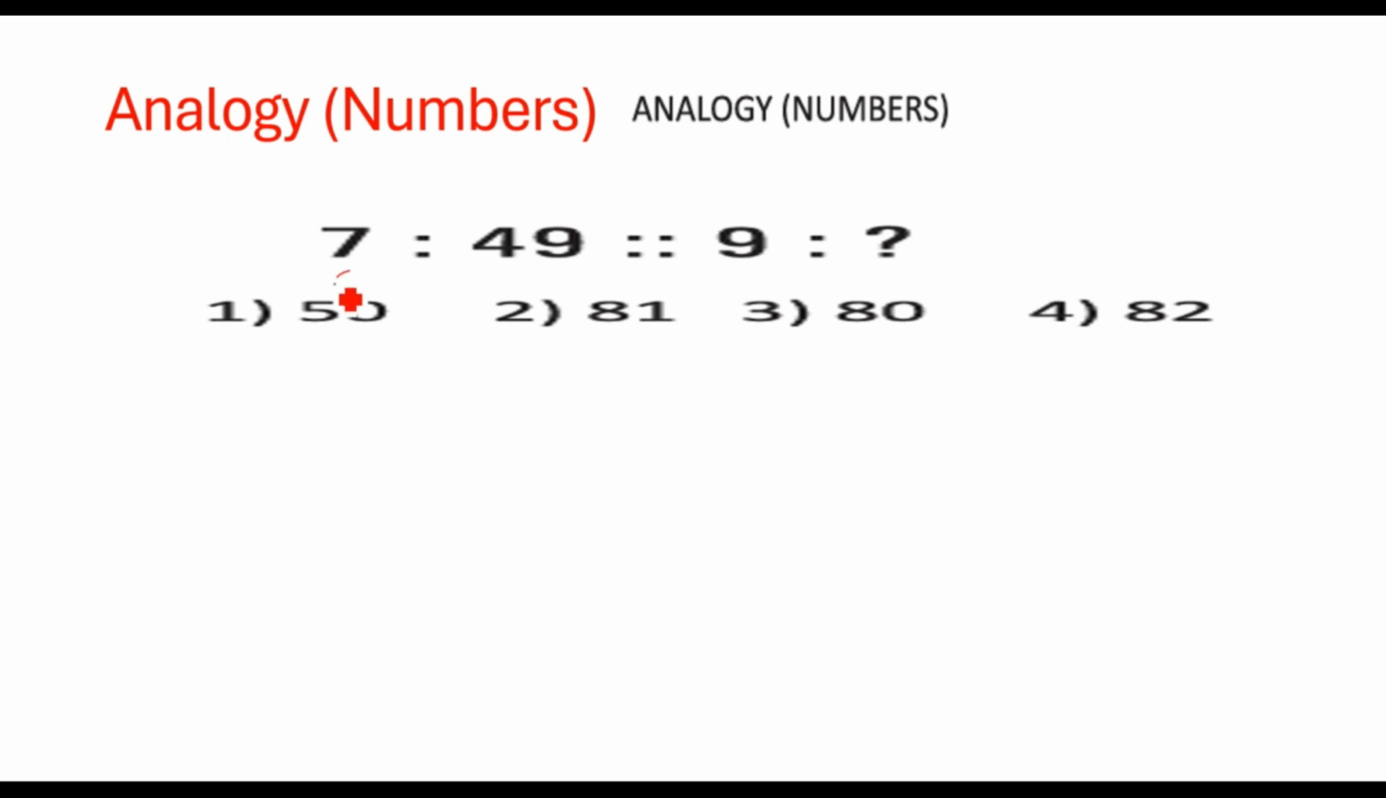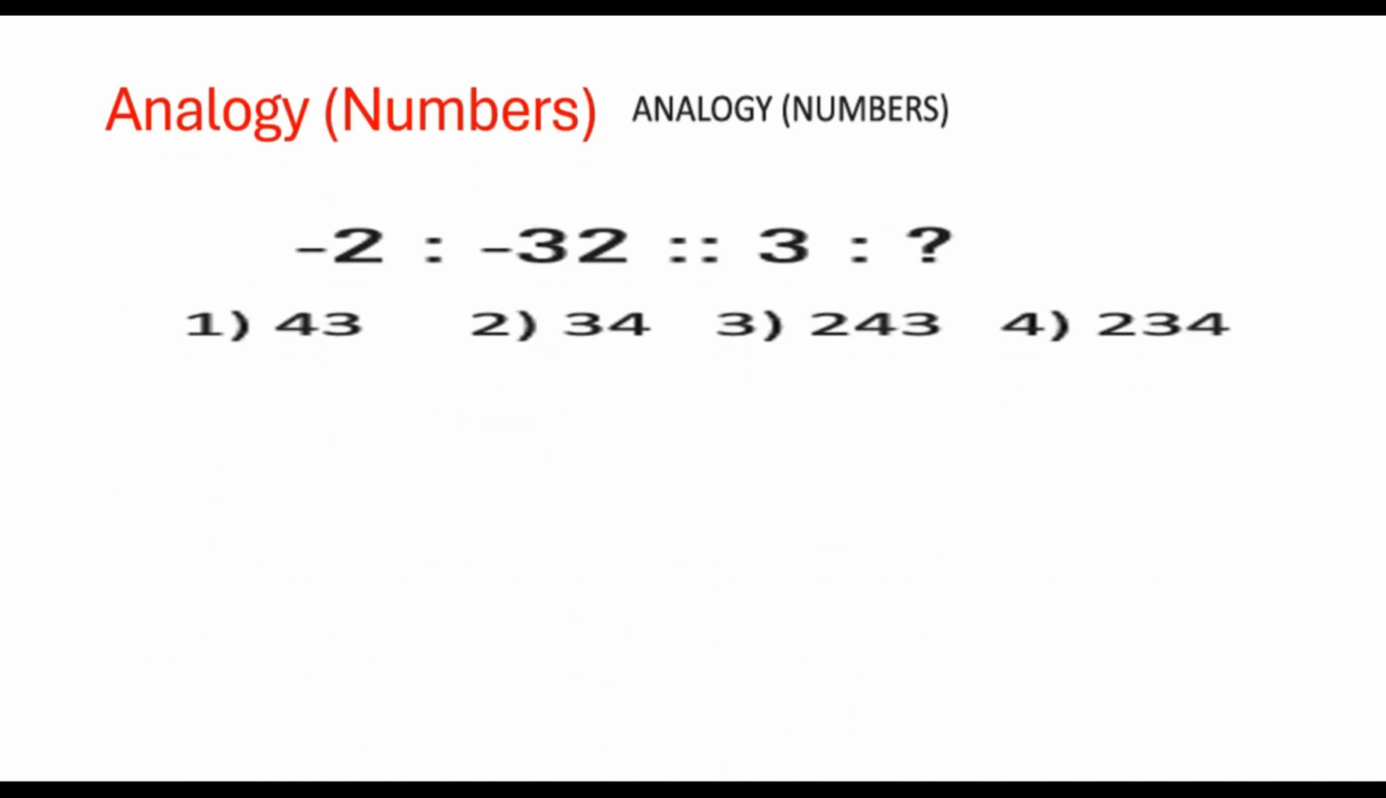Now let us move to 7, 49, and what will be 9? Here 7 square is 49, then definitely 9 square is equal to 81. Such a simple answer. That is, 7 square is 49 and 9 square is 81. So let us move to the next, very similar to this but a quite challenging type of sum.